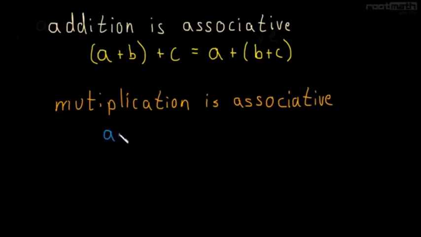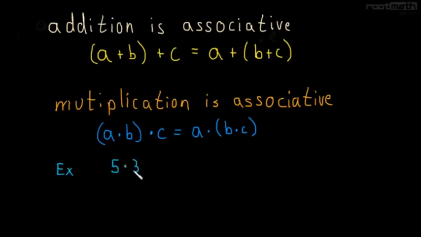So we write that as (a times b) as a group times c is equal to a times the group (b times c). So it's the same thing, and let's see an example of this. Five times 3 as a group is equal to 5 times the group 3 times 2.